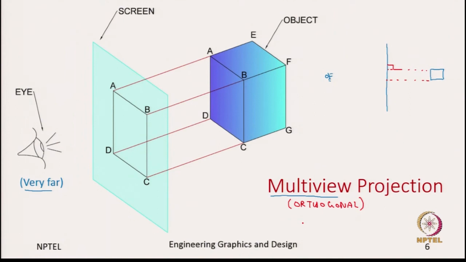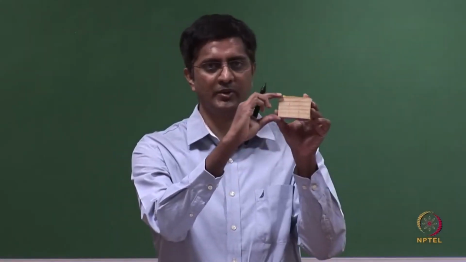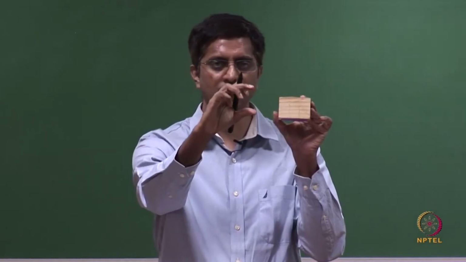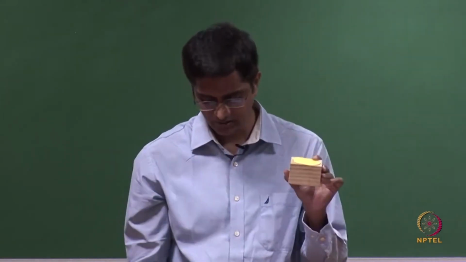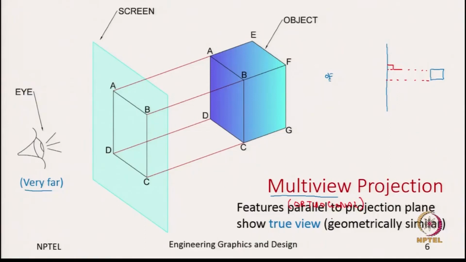So, in orthogonal projections, what you see is, let us say the length of BC on the object is 50 millimeters, on the projection plane you will again see it as 50 millimeters. The reason is features parallel to the projection plane show true view, which means if you notice, this line BC is parallel to the projection plane. Since it is parallel, the length of BC on the projection plane will also be exactly the same. So, it will show the true length.